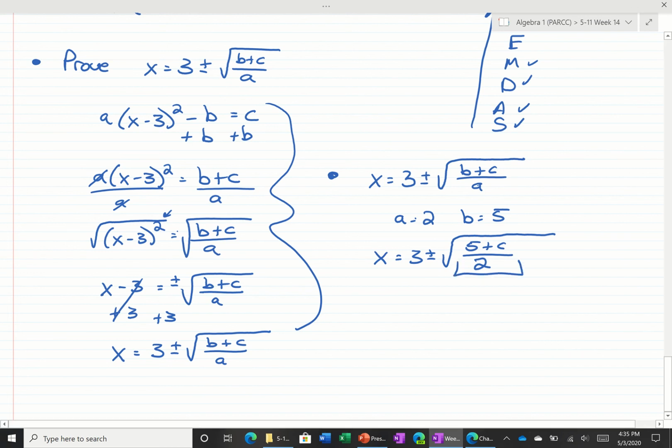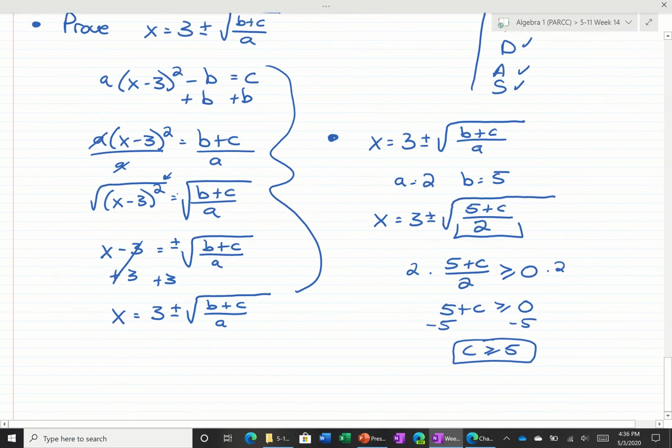So this part, the part that's on the inside, (5 plus c) over 2, cannot be less than 0. Meaning it has to be greater than or equal to 0. We could take the square root of any number that's greater than or equal to 0. So let's solve for this, and that's going to tell us what c is allowed to be. So 5 plus c, if we want to get rid of dividing by 2, we can multiply both sides by 2, and then subtract 5. Get c is greater than or equal to 5. So as long as c is greater than or equal to 5, everything's good.